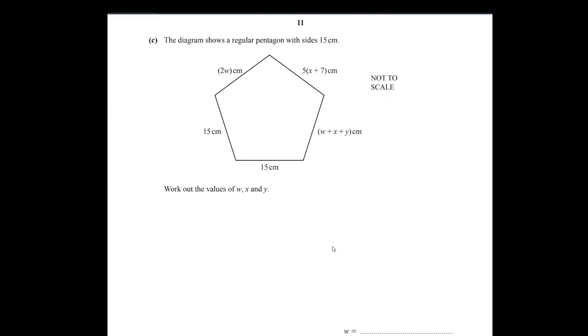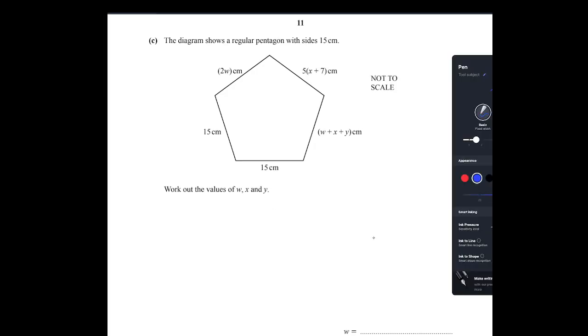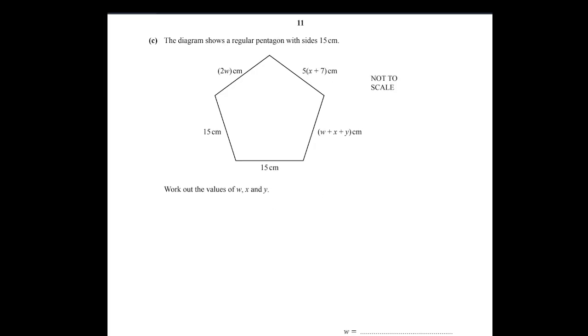Question number C. The diagram shows a regular pentagon with sides 15 centimeters. Work out the value of w, x and y. Okay. So each of these should be equated with 15. 2w is equal to 15. So w will be 15 by 2, that is equal to 7.5.